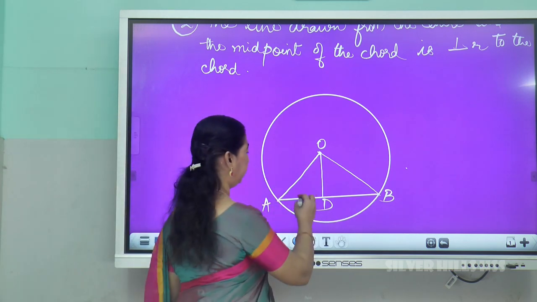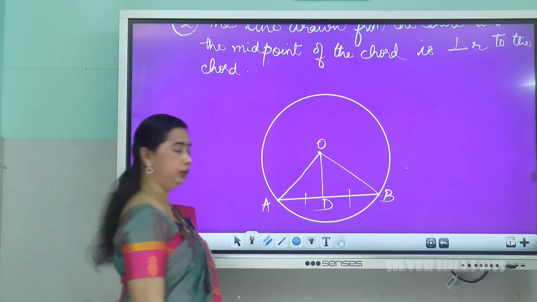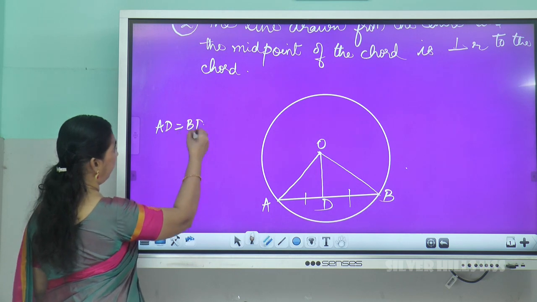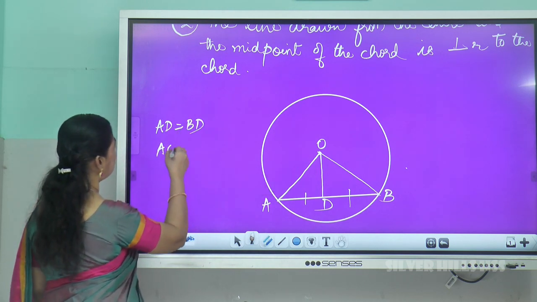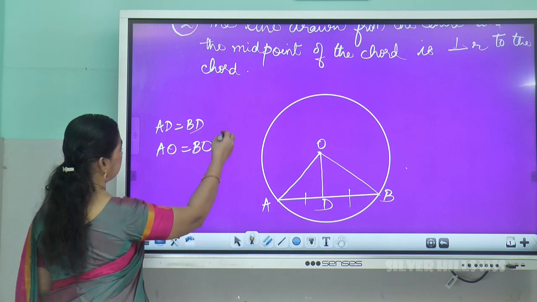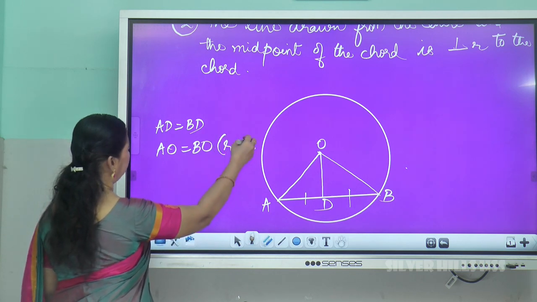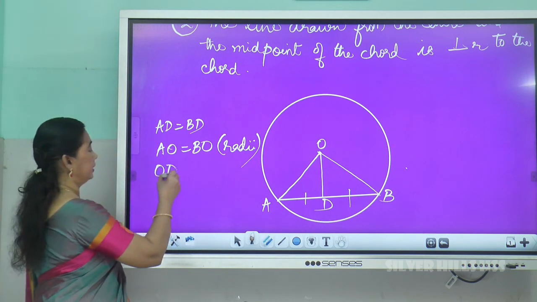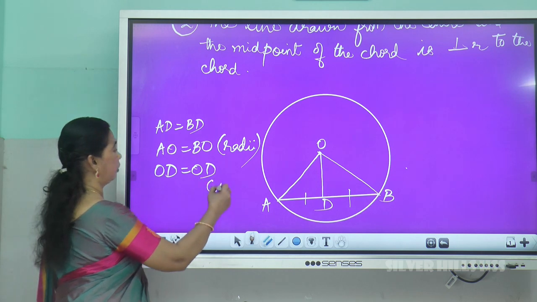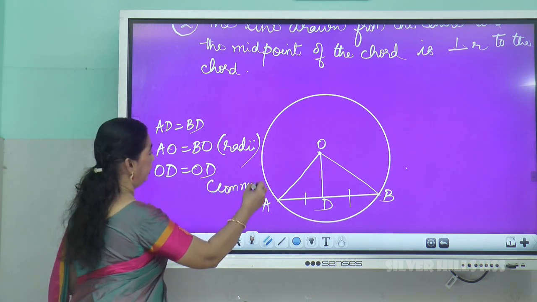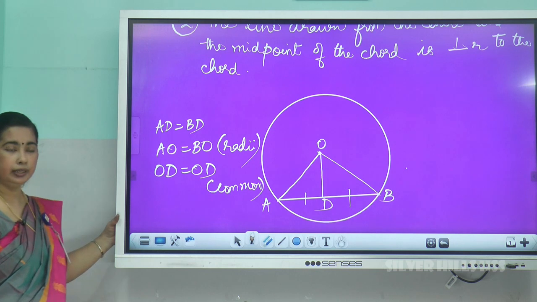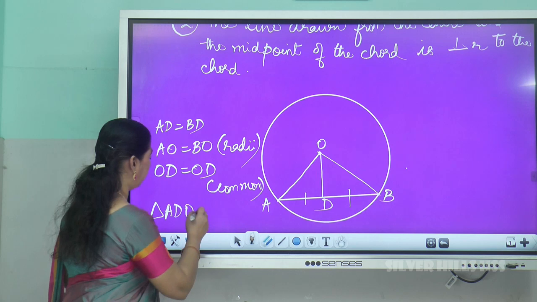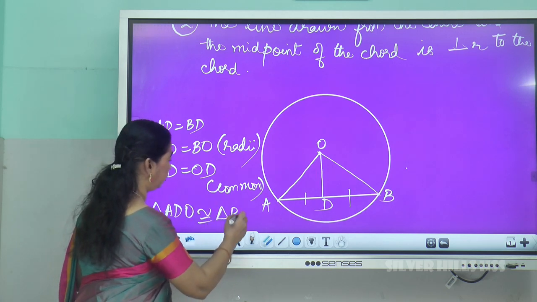So if D is the midpoint, we know that AD is equal to BD. Given that AD is equal to BD, and since the radii are the same, AO is equal to BO. These are the radii, and OD is common in both the cases. So OD is equal to OD, which is common. Hence both these triangles are congruent triangles or equal triangles, that is triangle ADO is congruent to triangle BDO.